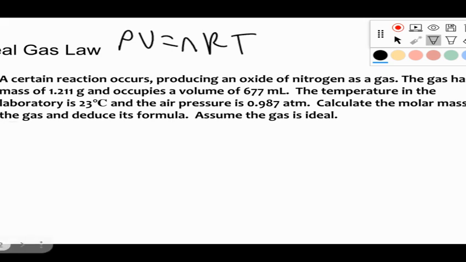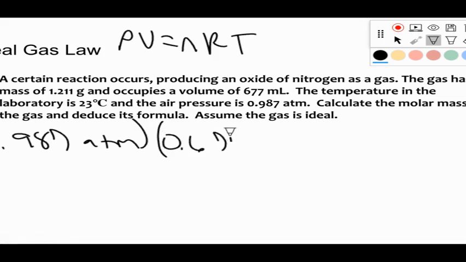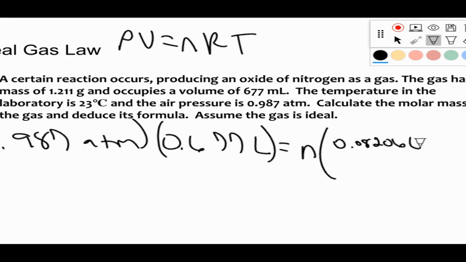So I'm going to plug in my information into that. So I have 0.987 ATM times, so it gives me milliliters. You're going to have to convert that to liters. So to do that, I'm going to do 677 divided by 1,000 to get it into liters. And so it ends up being 0.677 liters, equals, I'm solving for my n. I'm going to use my ideal gas constant. And my temperature, it tells me, is 23 degrees Celsius. So I've got to do 23 plus 273 and it comes out to 296 Kelvin.